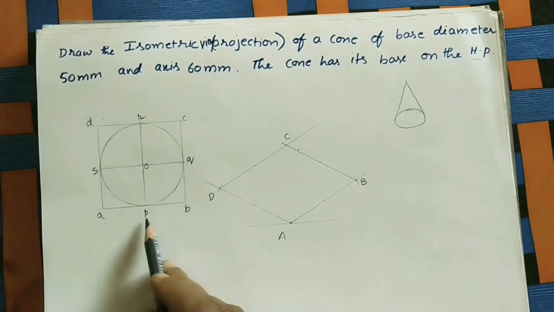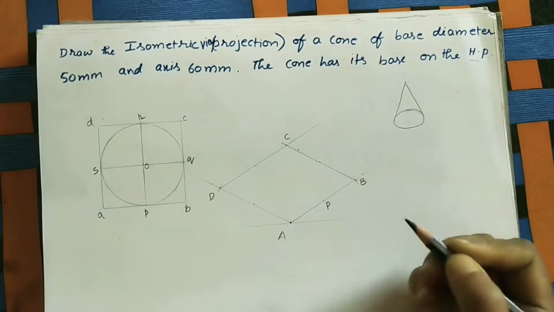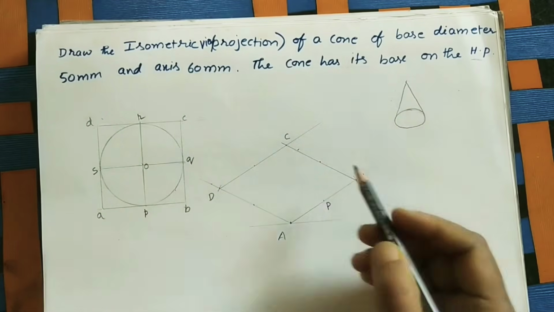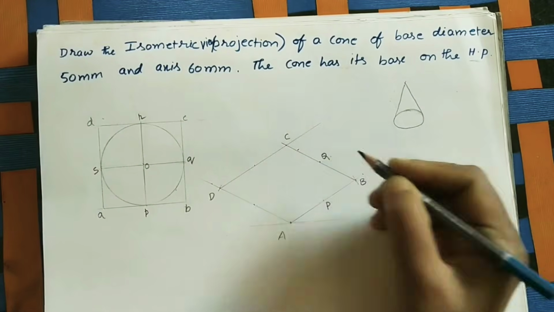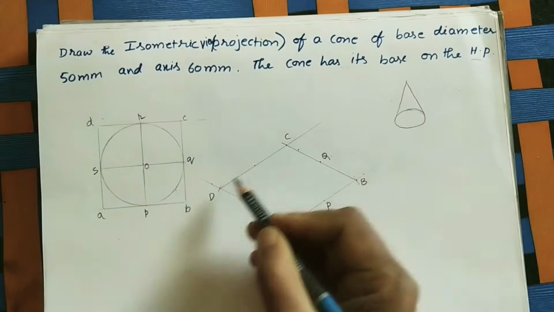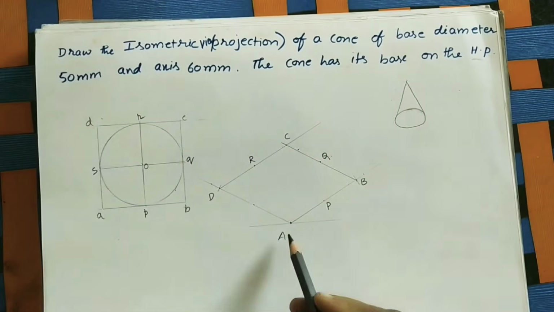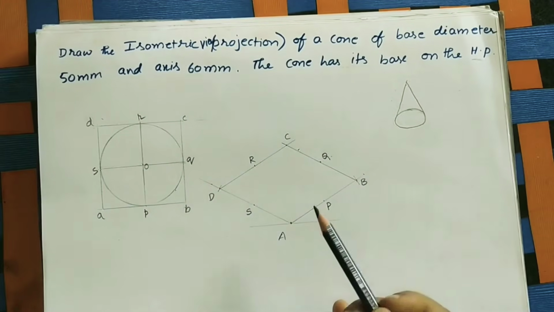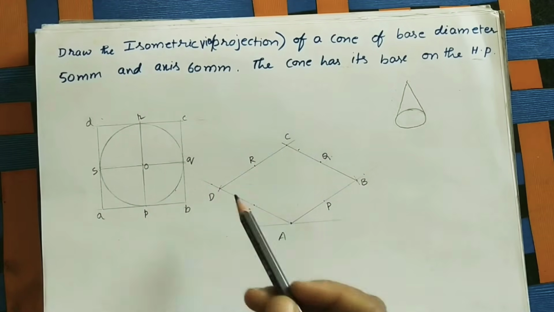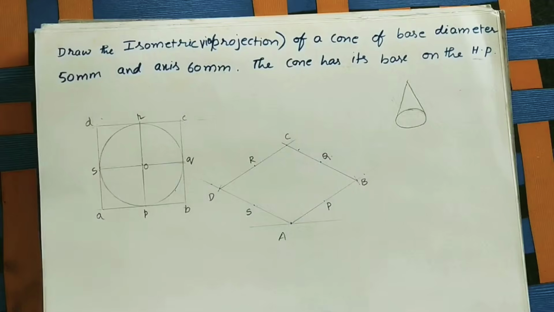Give the names. AB middle point is P, capital letters. BC middle point is Q, and CD middle point is R, and then AD middle point is S. So after marking the middle points, join the opposite ends of the corners.